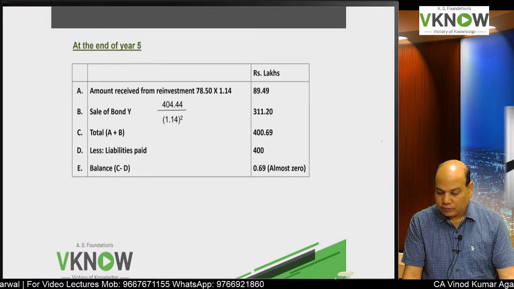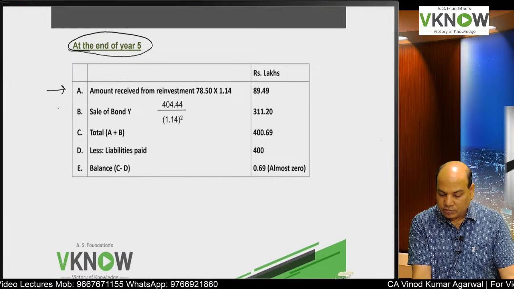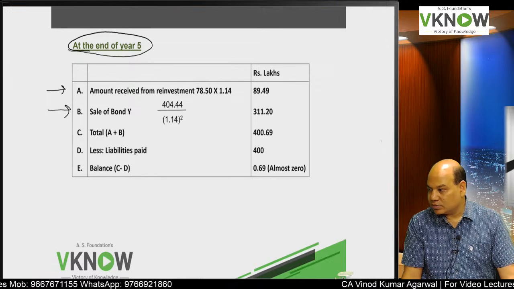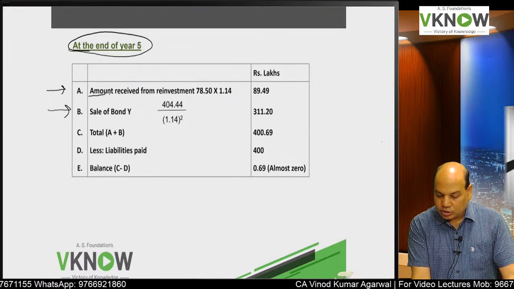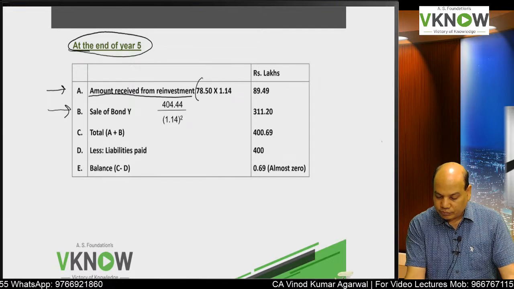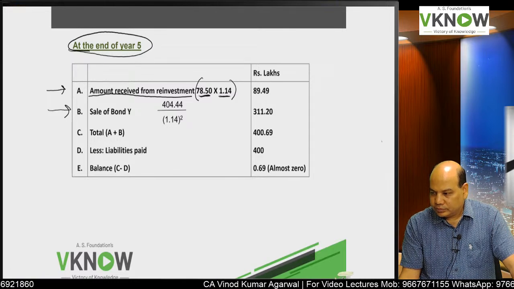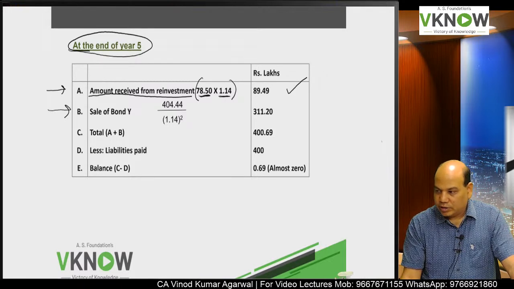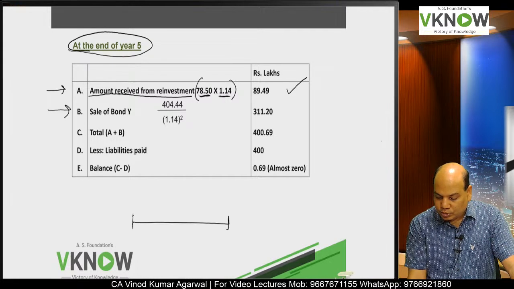Now write down at the end of year 5. Same method we will do. We'll realize the investment, we will sell the bond Y. So first, on the right hand side, rupees in lakhs. Point A, amount received from reinvestment. This amount was invested for 1 year, so you will get 78.50 into 1.14. Calculator ready. 89.49. Then we will sell bond Y.